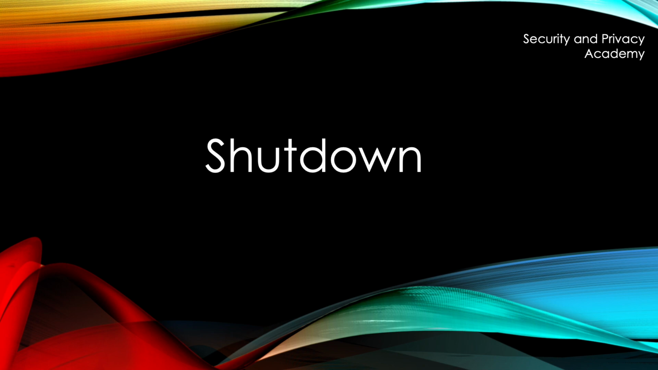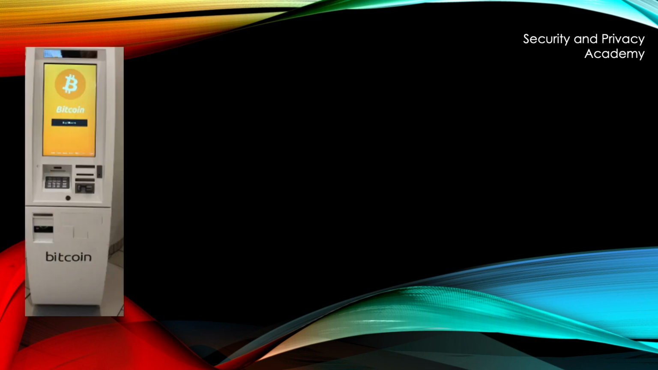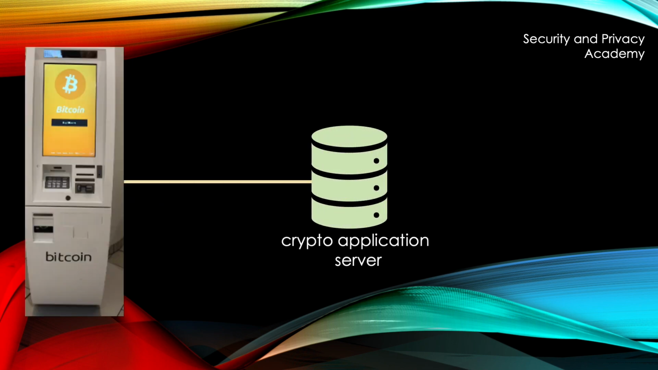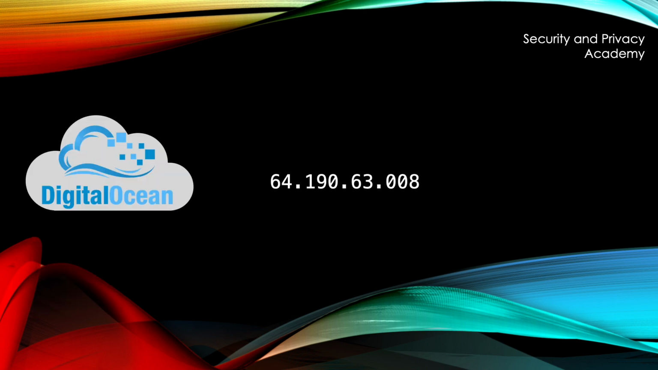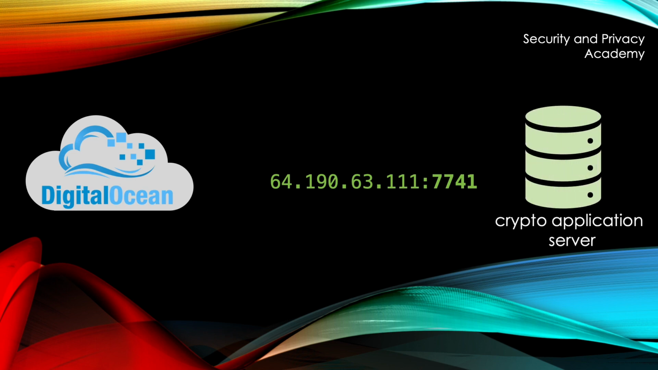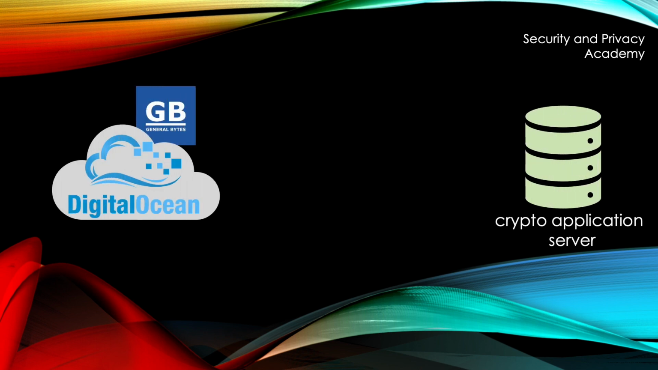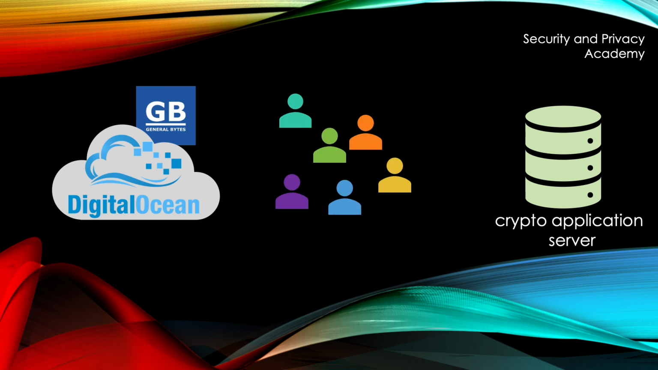A Bitcoin ATM works by being connected to a crypto application server managed either by the person operating the ATM or, in this case, by General Bytes via their cloud service provider DigitalOcean. The attackers scanned DigitalOcean's IP address space and found the crypto application server on port 7741. This port was used for Bitcoin ATMs not only by General Bytes, but by other customers as well.